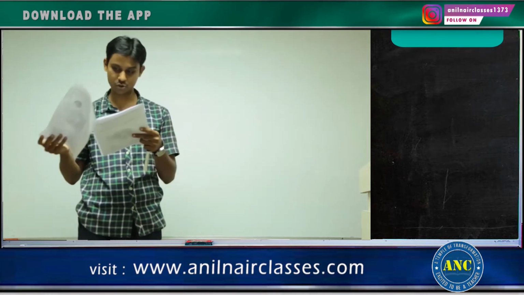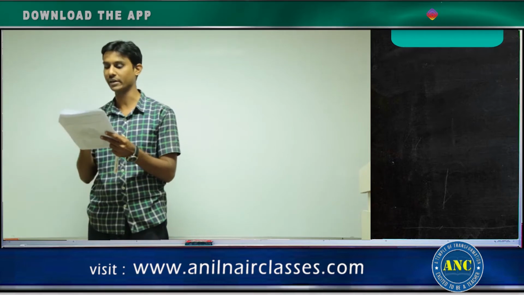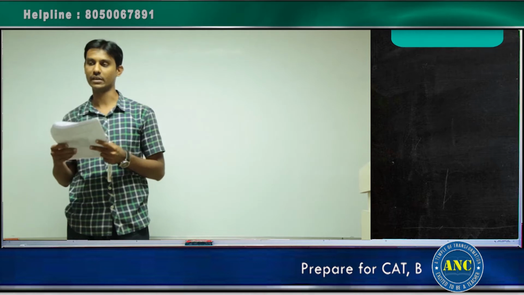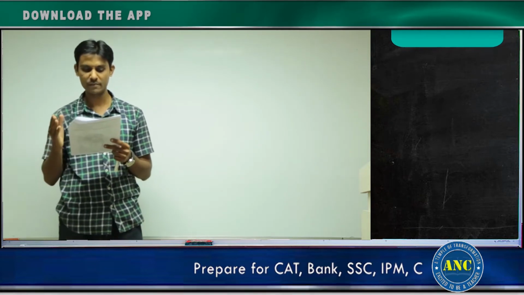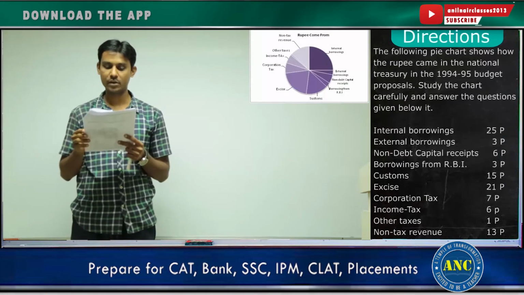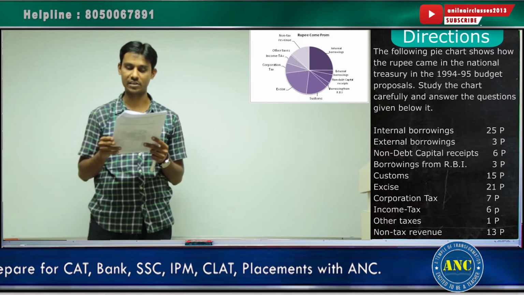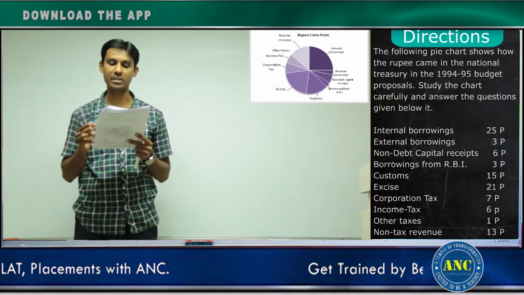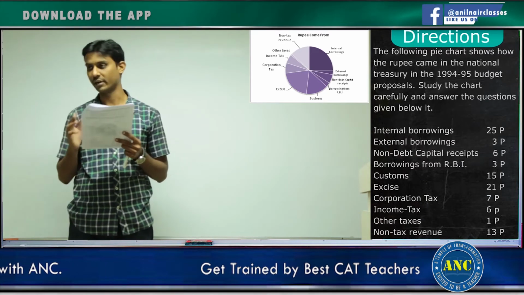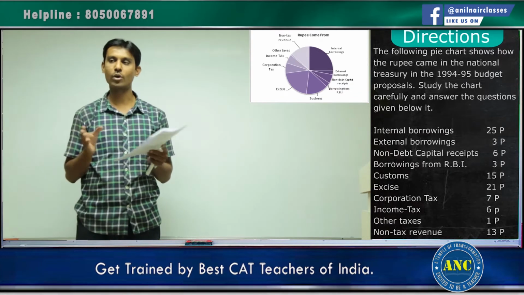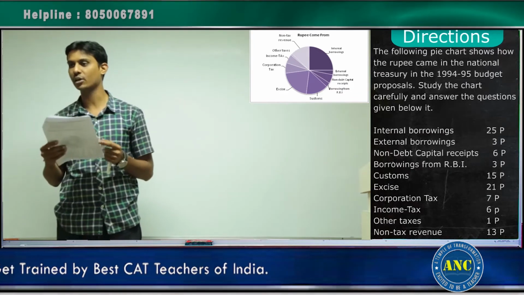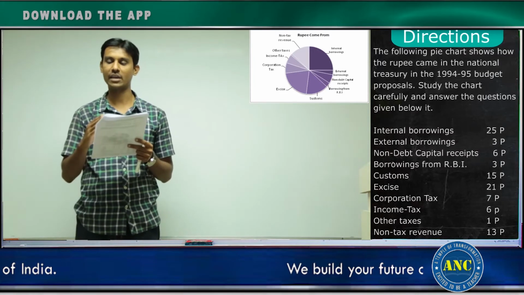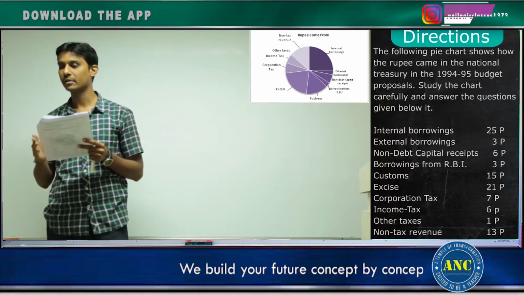What is the last question that we discussed? It was question number 14 to 18. Now question number 19 to 23. The following pie chart shows how the rupee came in the national treasury in the 1994-95 budget proposal. Study the chart carefully and answer the questions given below it. They are telling how the rupee is coming. Rupee is coming from various sources. How is it all coming? Everything is given in the graph, and the same thing is given in values in tabular form.